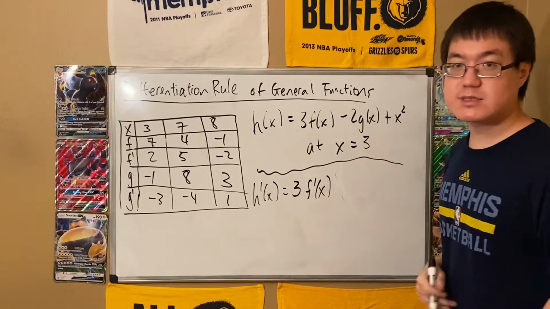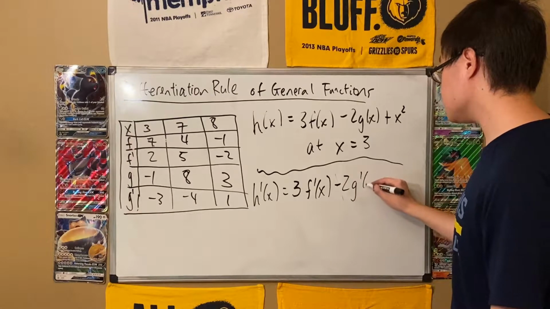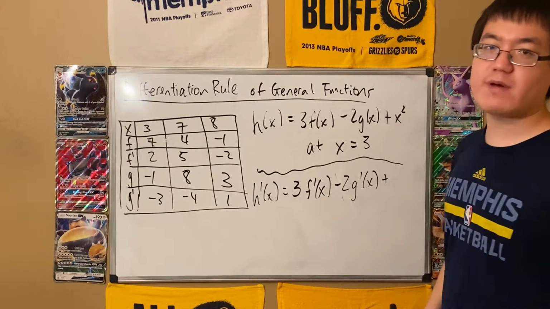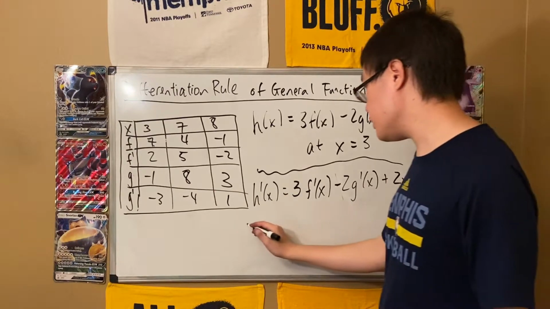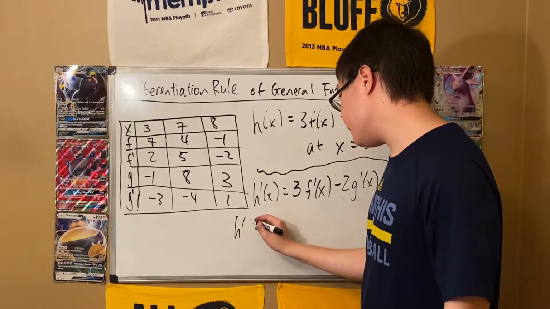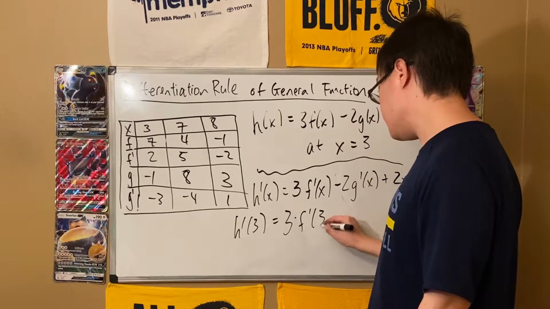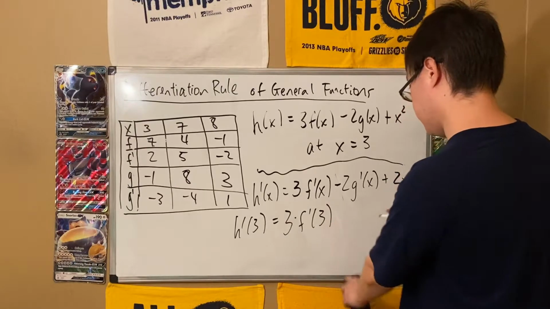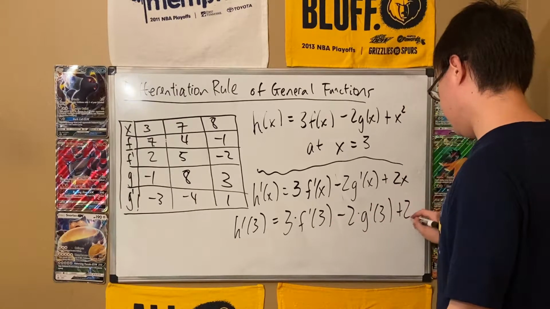What's the derivative of minus 2g of x? That's very similar. That's just going to be minus 2g prime of x. And then finally, what's the derivative of x squared? That's just 2x. So now what we're going to do is plug in 3. h prime of 3 equals 3 times f prime of 3 plus minus, that's a minus here, 2 times g prime of 3 plus 2 times 3.